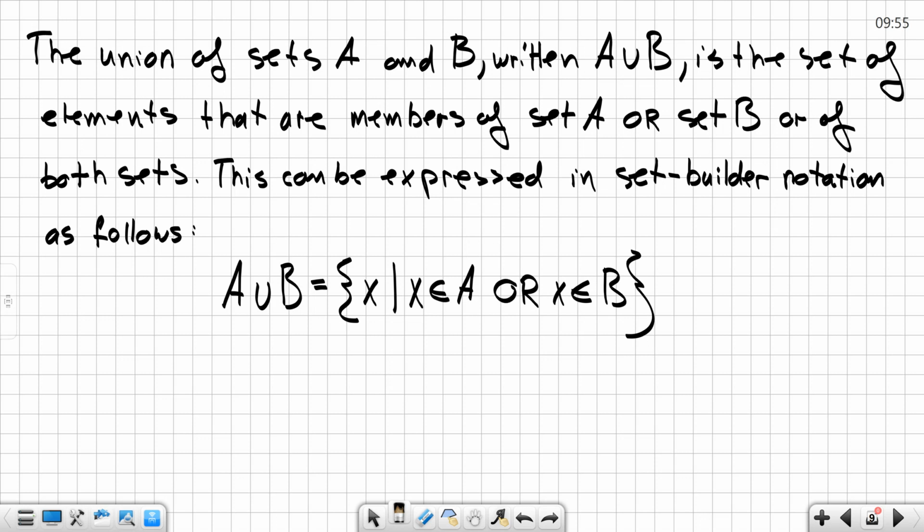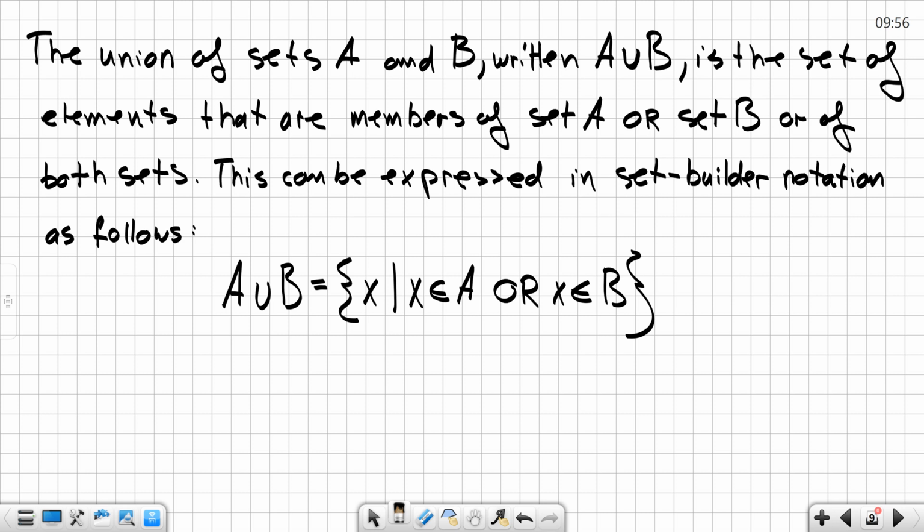After looking at the intersection of two sets, we are now going to look at the union of two sets. The union of sets A and B, written as A ∪ B (this U is really formed like a U in union), is the set of elements that are members of set A or set B, or of both sets. So in other words, it's either in A or B, or it is in both of them.